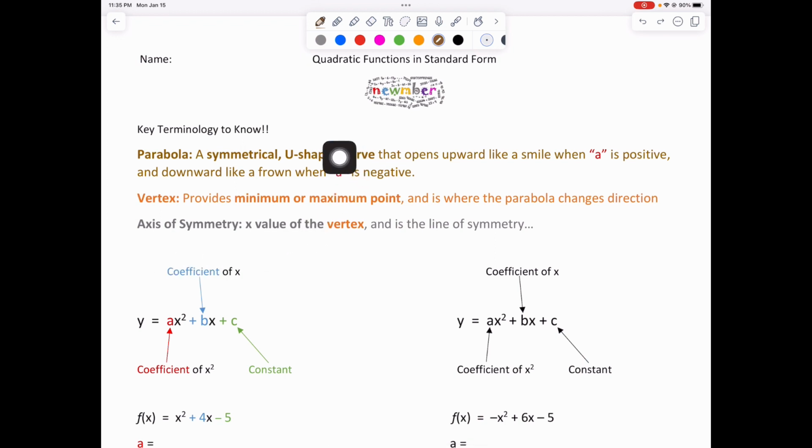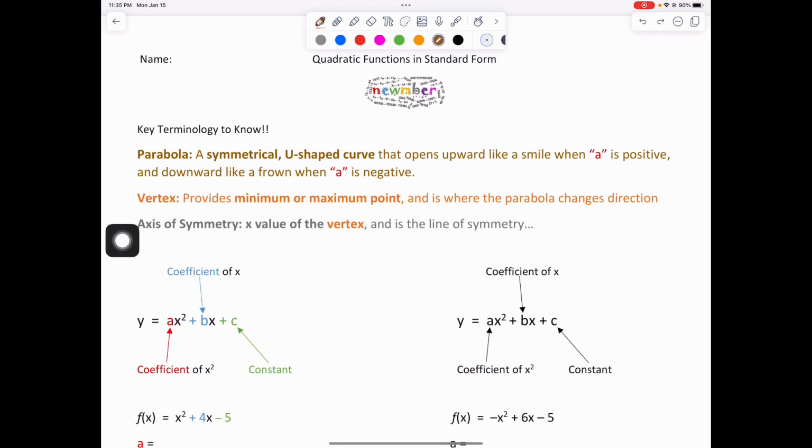All right, my Math 2 Semester 2 crew in the new year. Yes, kicking off quadratic functions in standard form. Also, it's a brand new unit, meaning new key terminology to know. Okay, parabola: a symmetrical U-shaped curve that opens upward like a smile when A is positive.